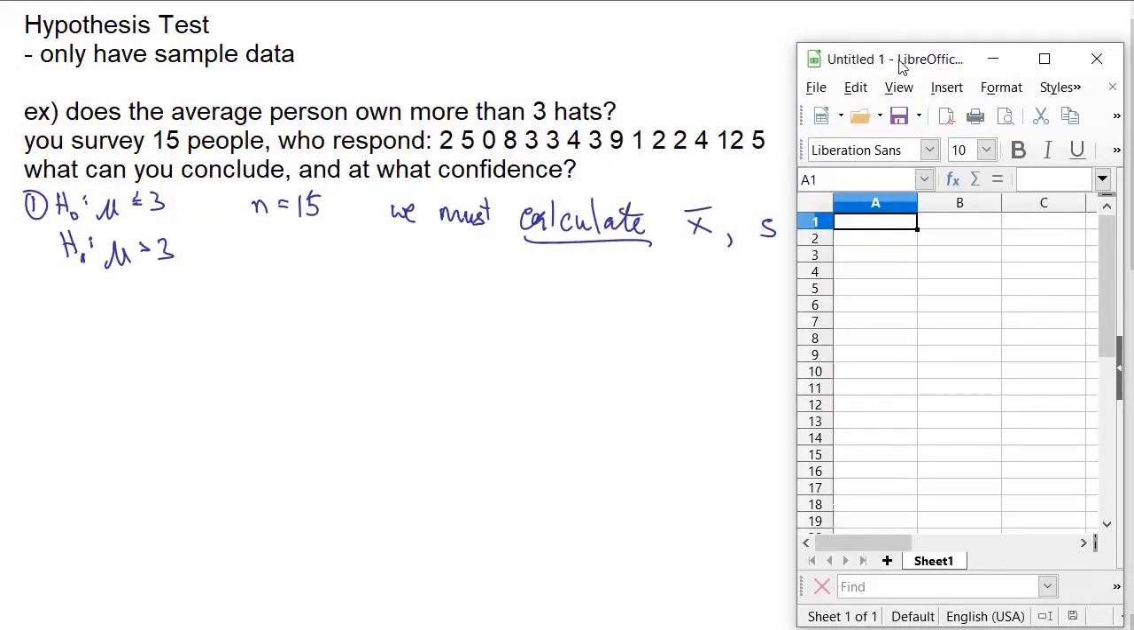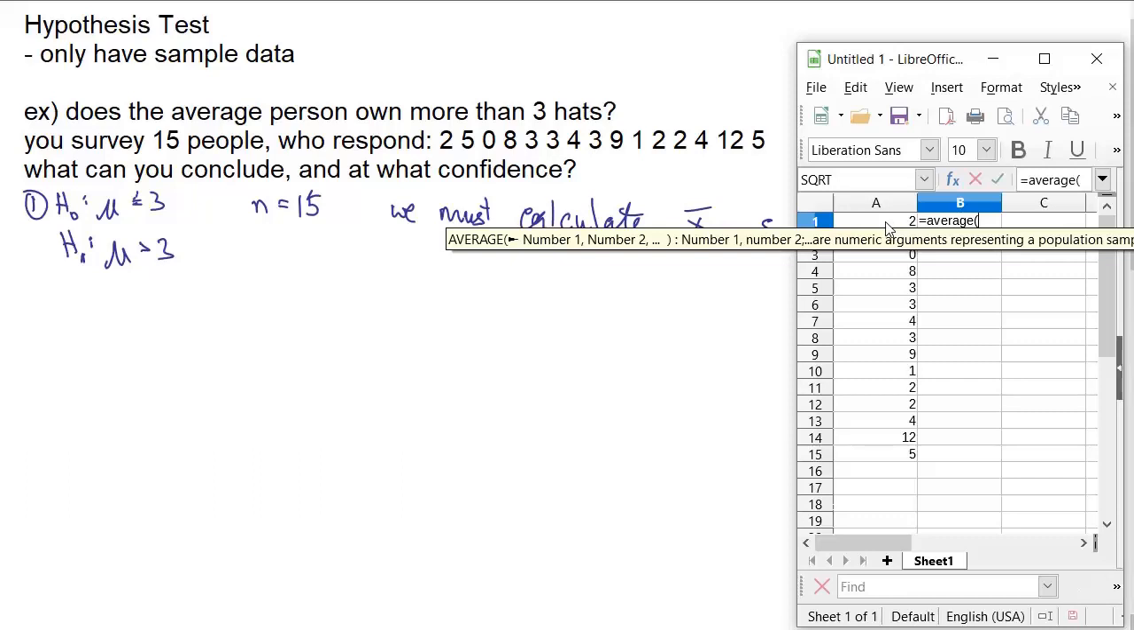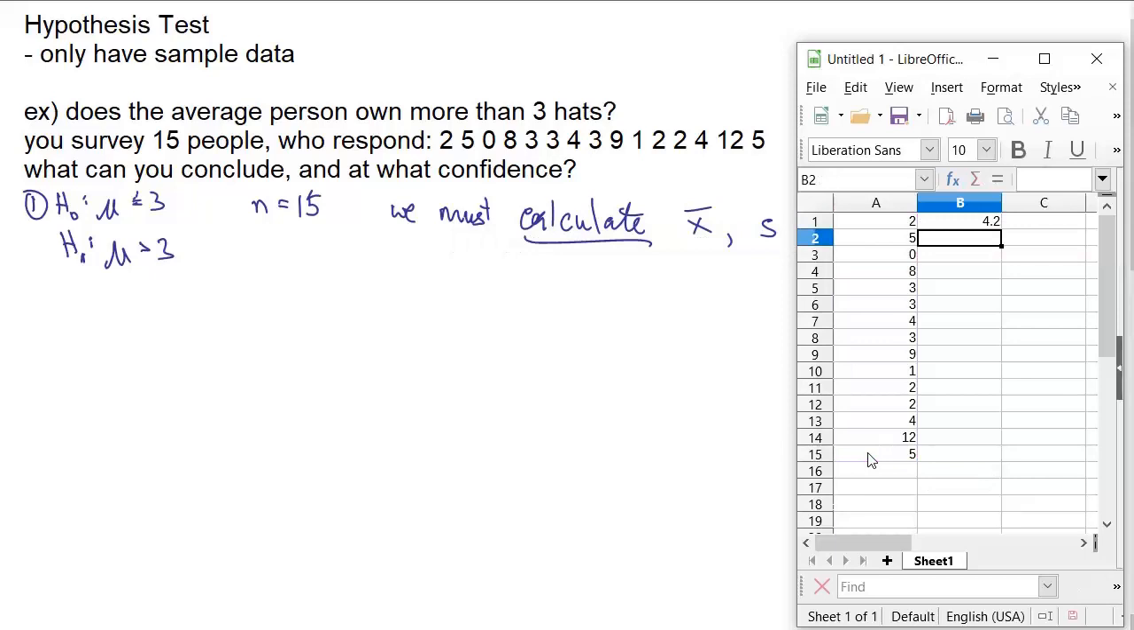Now, there's a couple different pieces of technology you can use. I'm going to demonstrate the way to do this using a spreadsheet. So the first thing to do is to enter your data. Let's say I got a 2, 5, 0, 8, 3, 3, 4, 3, 9, 1, 2, 2, 4, 12, and 5. Okay, so now we need to know the command to find a mean and a standard deviation. The command for that is equals average, and then you type open parenthesis. And now you highlight your data and then you just hit enter.